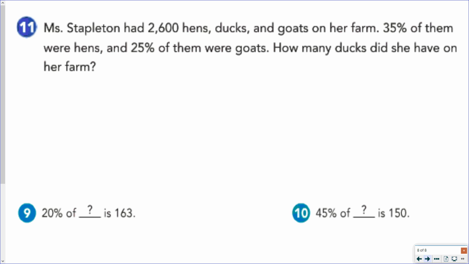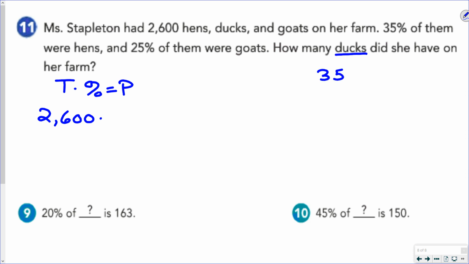And we have some final examples here. Mrs. Stapleton had 2,600 hens, ducks, and goats on her farm. 35% of them were hens and 25% of them were goats. How many ducks did she have on the farm? So once again, if we use our equation, total times percent equals part, the 2,600 is your total, because that's telling you how many animals she has on the farm. Then it says how many ducks. Well, if 35% were hens and 25% were goats, that would give you 60% of the animals. So the ducks would make up the remaining percentage.